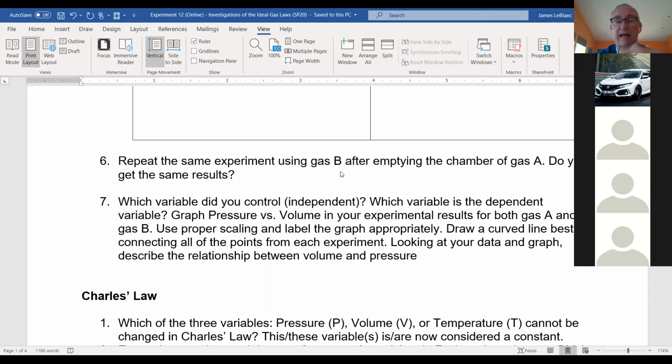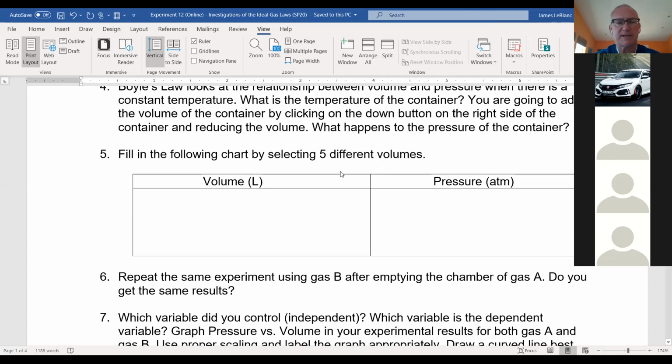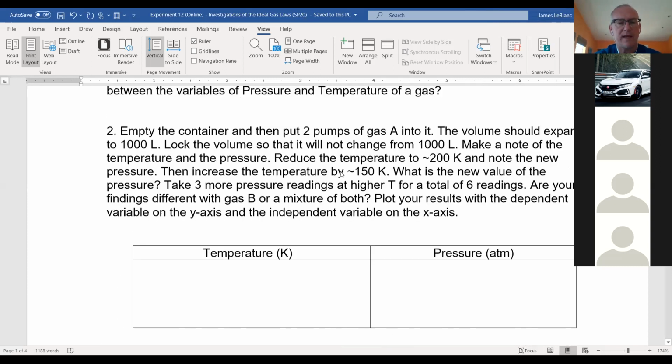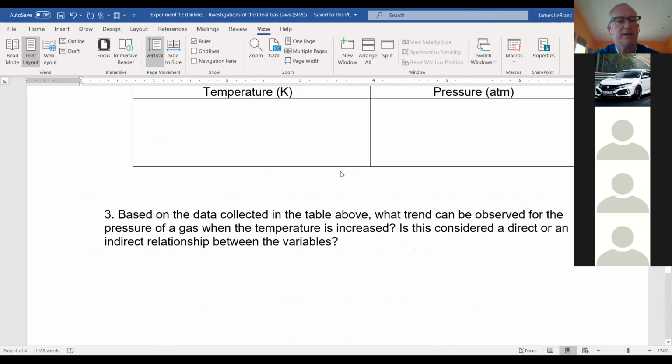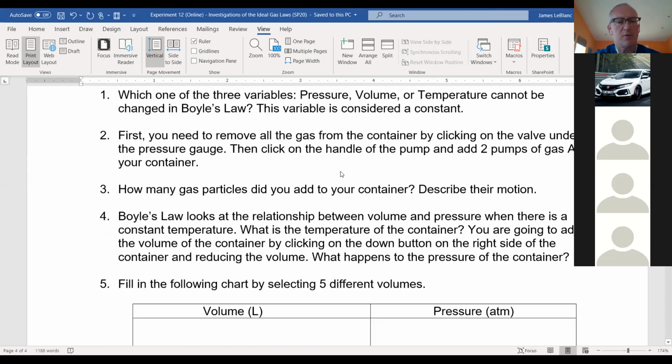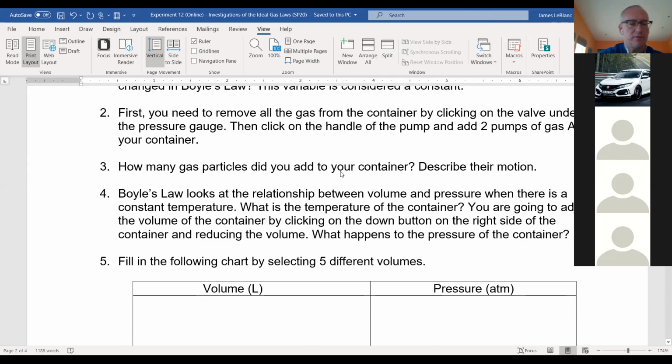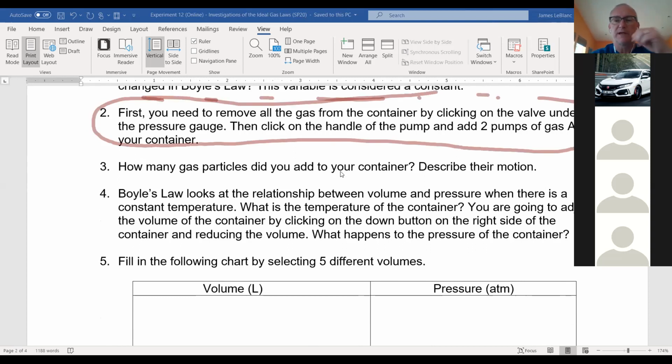And then we're just going to do each of the different gas laws separately. So in your results, you'll have the data table, you'll have a plot, and you can answer these questions inside the results section. And at the very end, there are some post-lab questions, okay? So let's go back to the very first experiment and see what we're going to do. First we're going to remove all the gas from the container, because I think when you open up the page, it has some gas already in there.